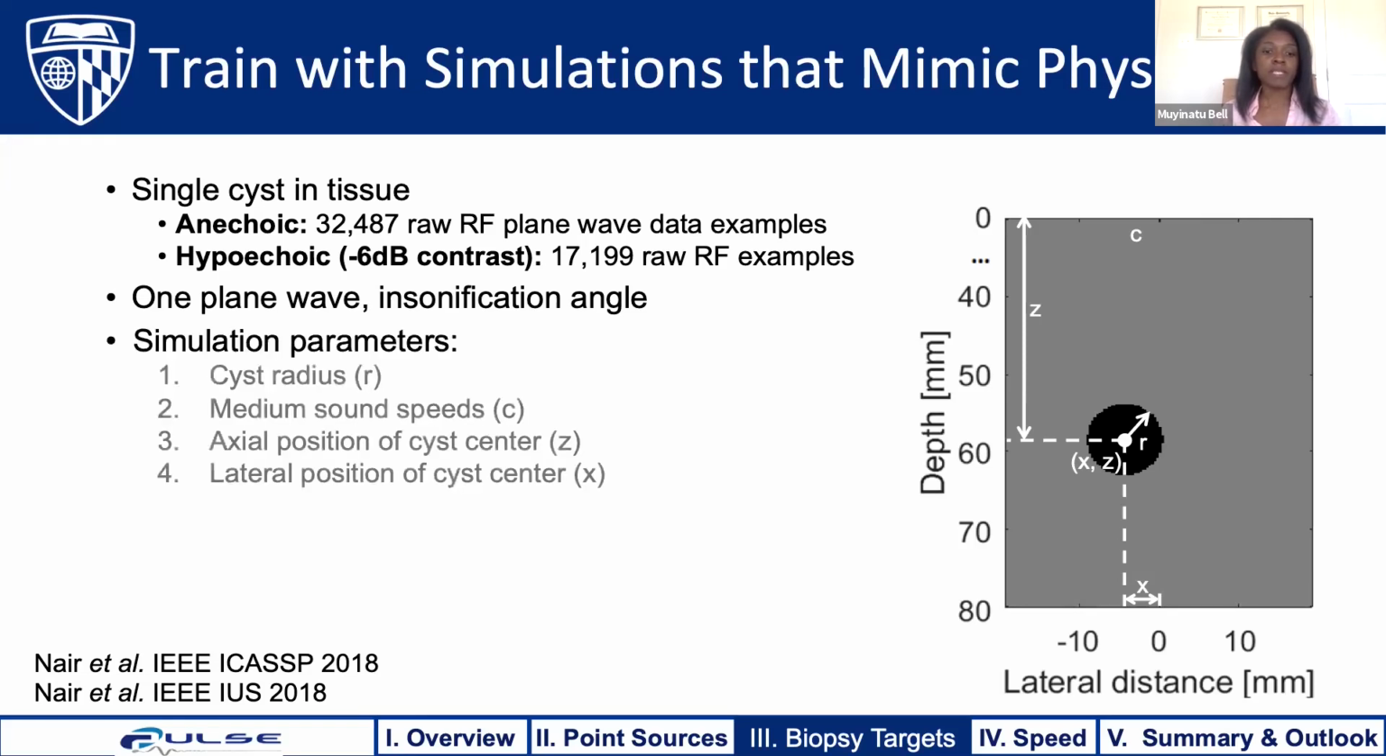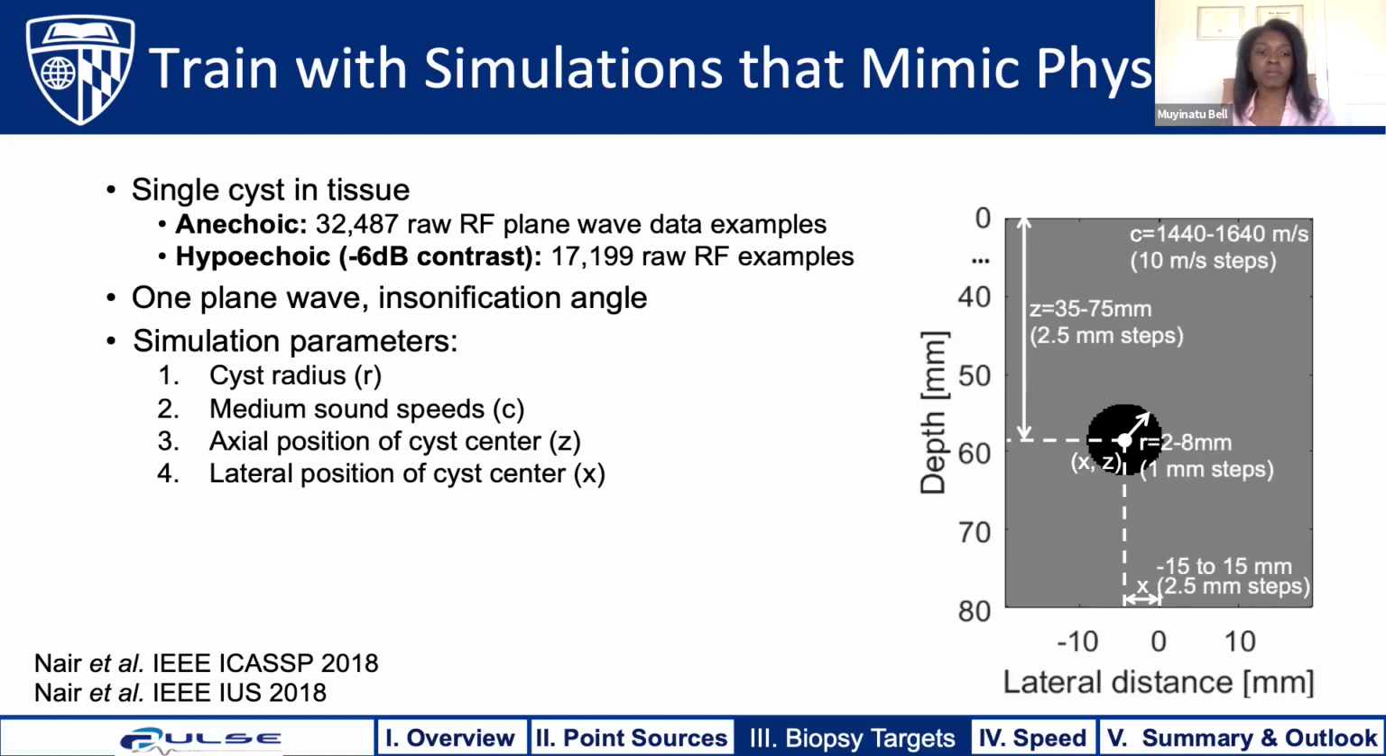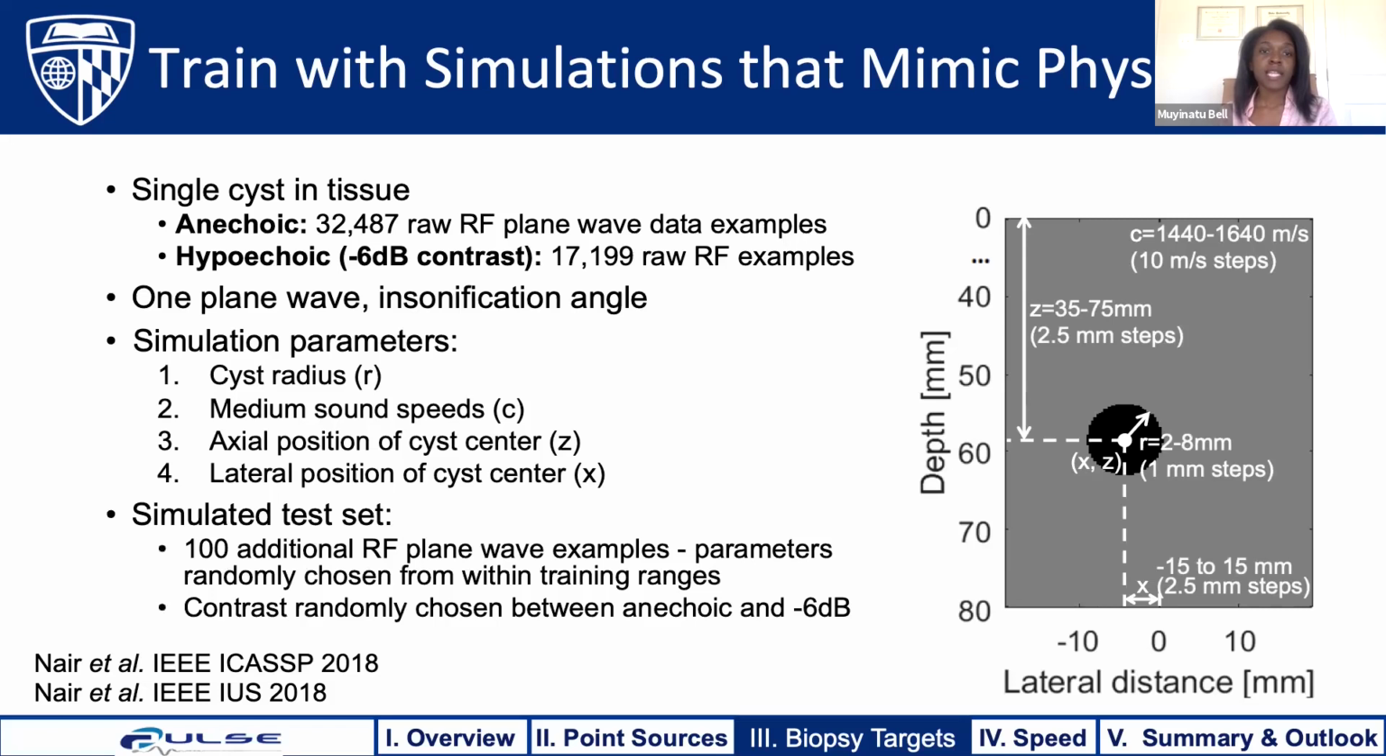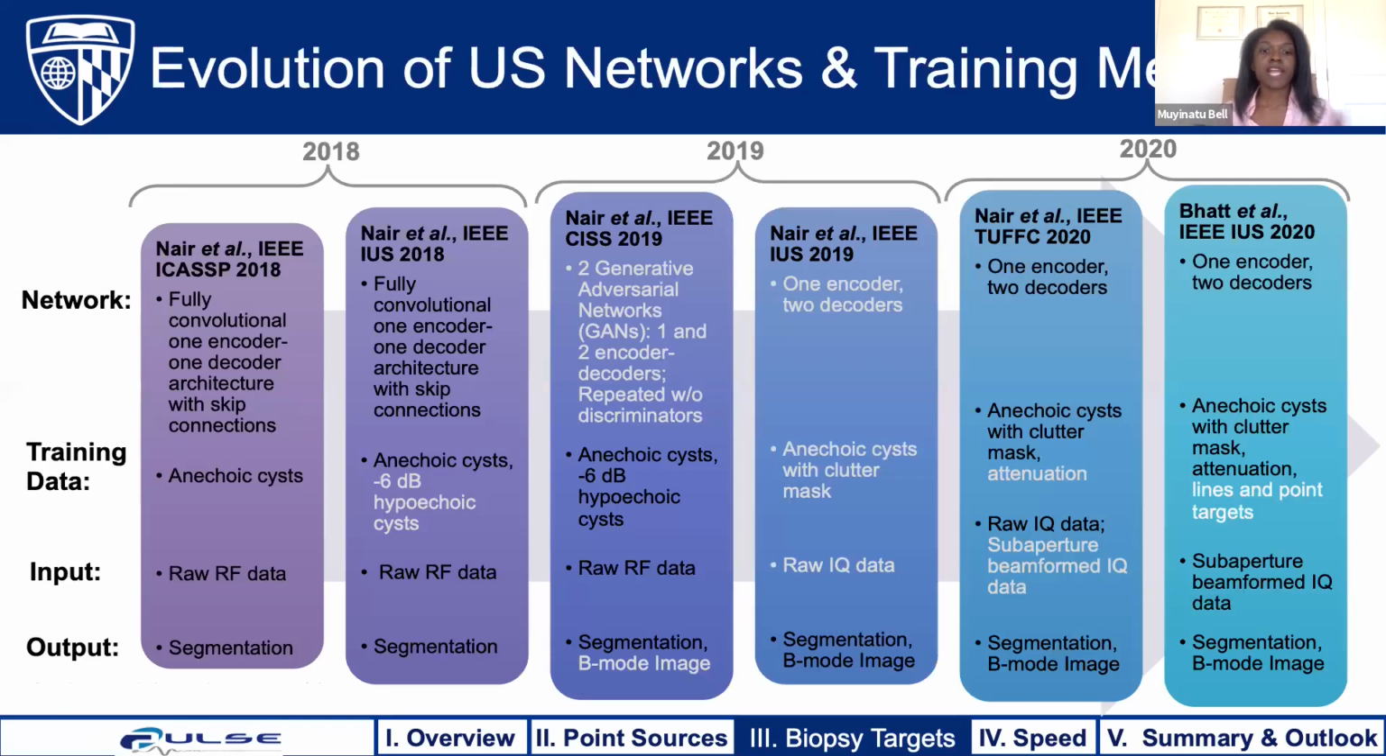We varied multiple simulation parameters as listed on the left and shown in the diagram on the right, with the values and increment sizes now appearing. And then we created a simulated test set that contains examples that were not included during the training process. We then applied a range of different networks and training methods in order to produce our desired results.